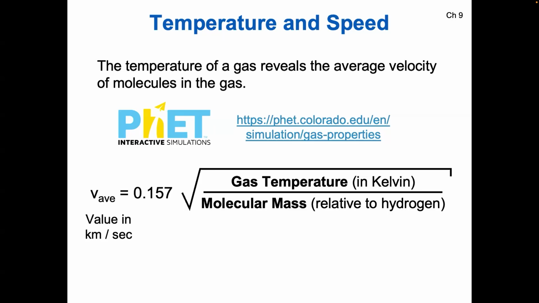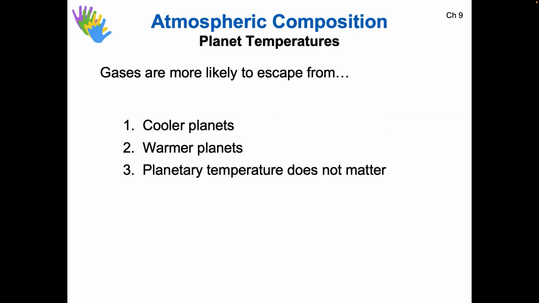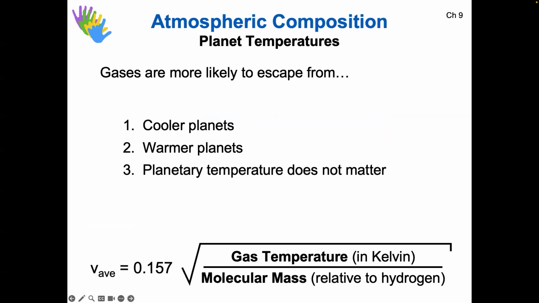So how many molecules or how many protons you have in something. So hydrogen is 1, is what we mean by this relation. So with this, are gases more likely to escape from cooler planets, warmer planets, or planetary temperature doesn't matter? And here's that equation for you again.